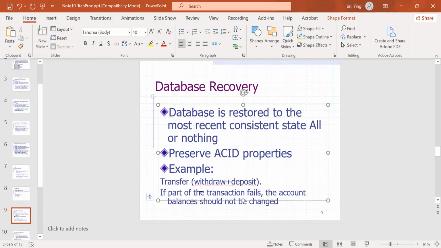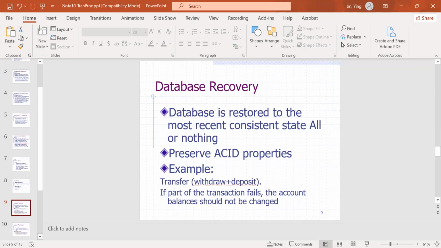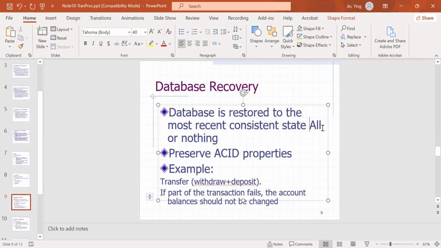So in our bank transfer example, if part of a transaction fails, for example, the withdrawal is successful but before we do the deposit something fails, then we have a problem. In that case, the account balance should not be changed. So you still have the $100 in your savings account. That's recovery: we basically want to make sure either everything finished or nothing at all, because the transaction is one logical unit.